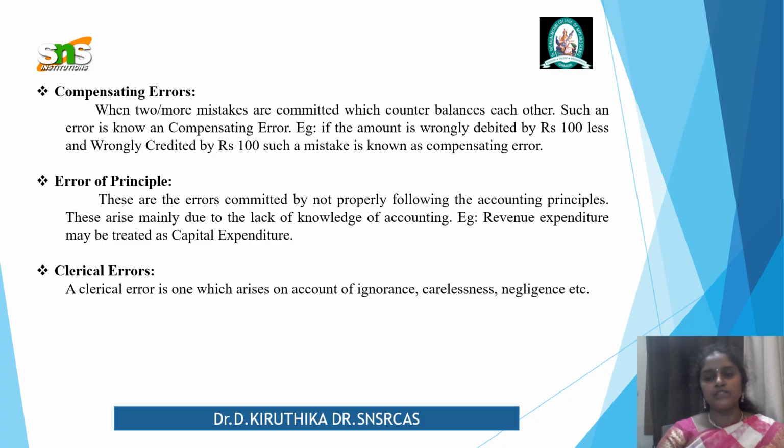Okay. And the next one is the error of principle. These are the errors committed by not properly following the accounting principles, that is, due to a lack of knowledge of accounting. Example, revenue expenditure may be treated as capital expenditure. These errors can be prevented only in the future. And then the next one is clerical errors, which arise on account of ignorance, carelessness, negligence, etc.